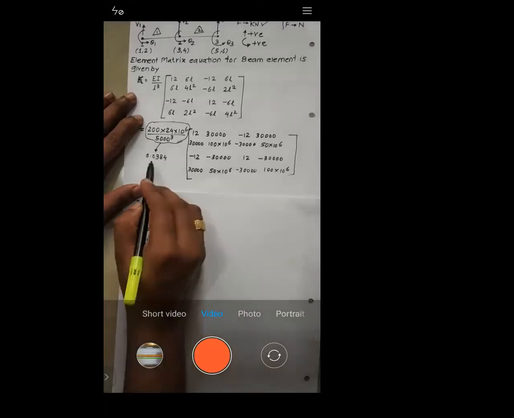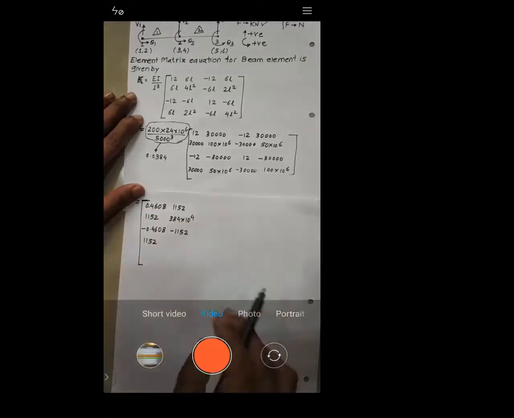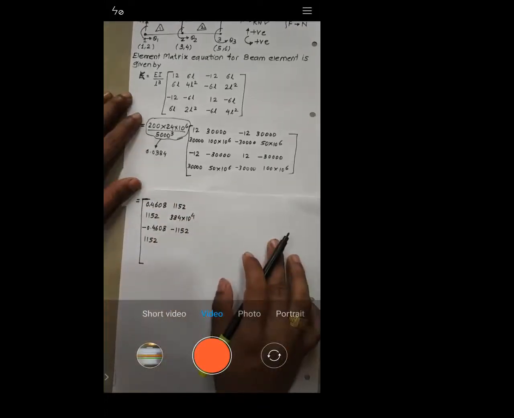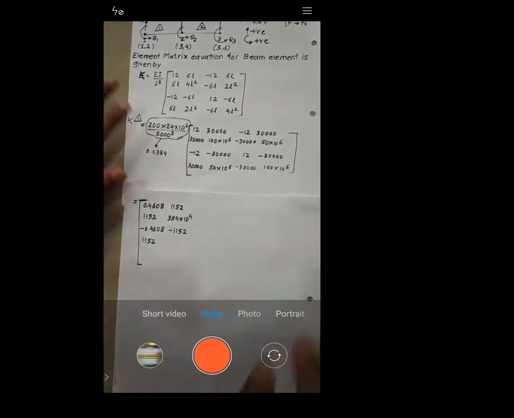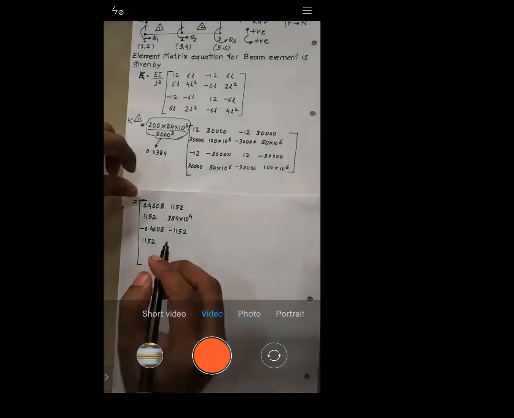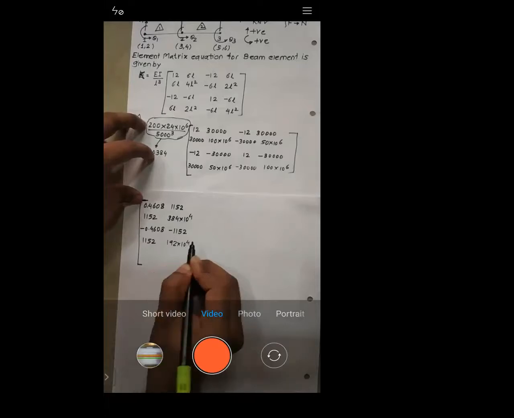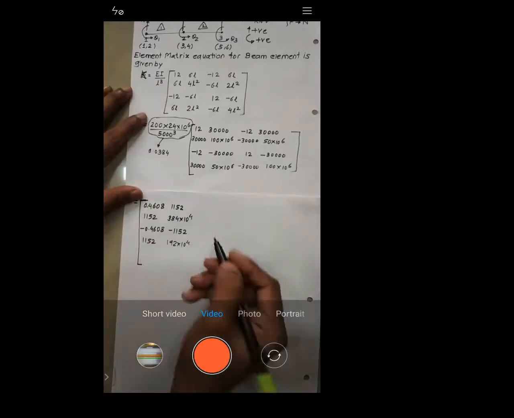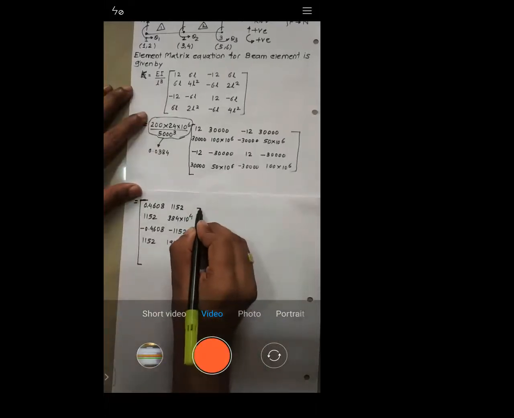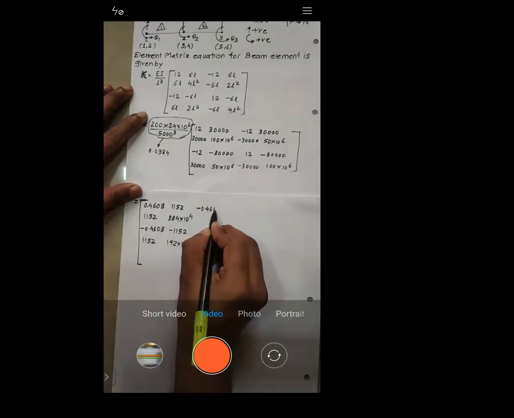And tell me this: 0.0384 into 50 into 10 raised to power 6. Let me know immediately. 192 into 10 raised to power 4. Right. Next we will do that here again. This is again minus 0.4608.